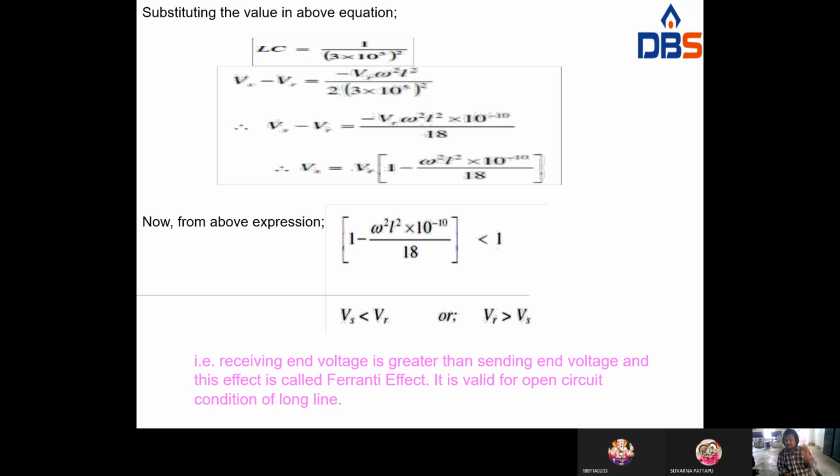For 2 marks, just define. For 5 marks, prove that Vr is greater than Vs also. Important: Ferranti effect. Therefore, the receiving end voltage is greater than the sending end voltage, and this effect is called the Ferranti effect. It is valid for long transmission lines and medium transmission lines, and it is an open circuit condition also, right?